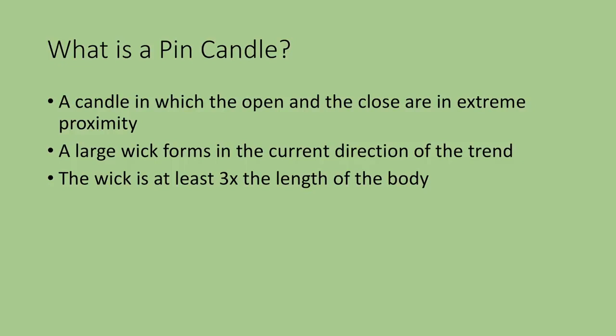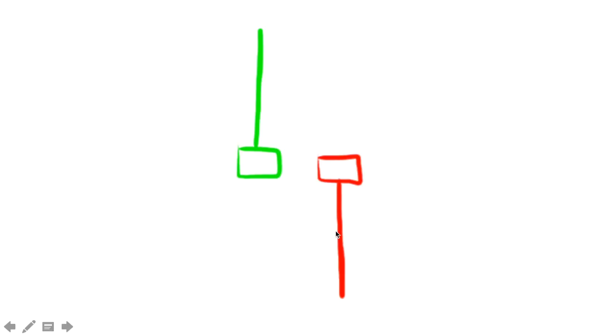So let's define a pin candle first. A pin candle is simply a candle in which the open and close are in extreme proximity, meaning the open and close are very close together. A large wick forms in the current direction of the trend. There are these things called hammers and shooting stars, but essentially the wick has to form in the current direction of the trend, and the wick has to be at least 3 times the length of the body.